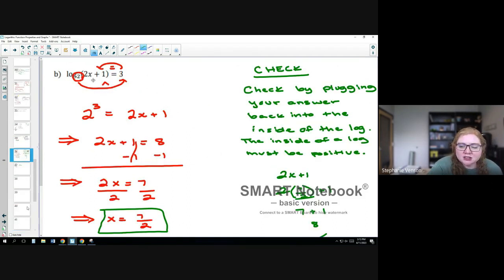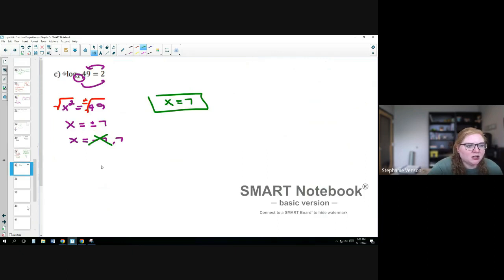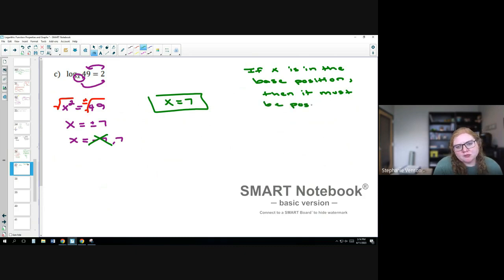So if your x is on the inside of the log, it has to be just positive. It can be any positive number. Can't be 0, but it can be positive. And then if your x is in the base position, then x has to be positive, but it can't be 1.